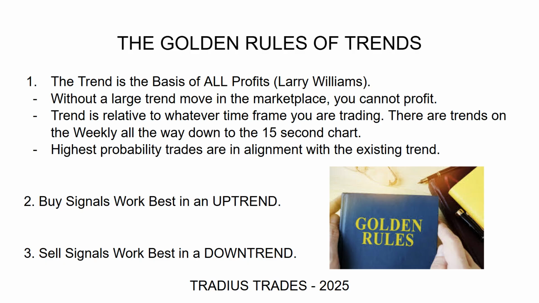Now, rule number 2 is buy signals work best in an uptrend. And that might sound way too basic or simple or stupid to some people because it's almost so obvious. But you'll see people all the time taking buy signals in a downtrend and they fail. And you see people taking sell signals in an uptrend and they fail. So buy signals work best in an uptrend and sell signals work best in a downtrend. I'm going to show you some examples of this as we move through the presentation.